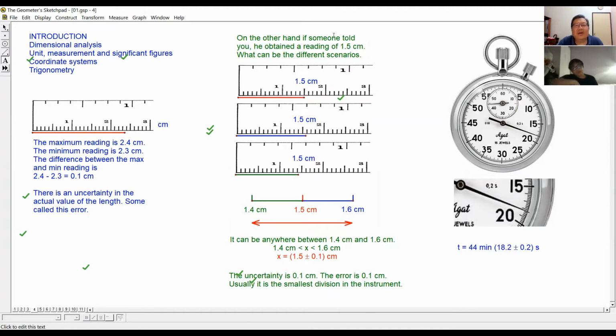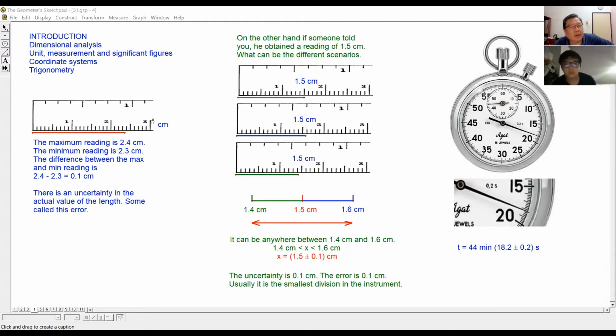Now we're going to look at something called uncertainty. In the British textbook, they don't call it uncertainty, they call it error. Okay, right. So we look at it from the practical point of view.